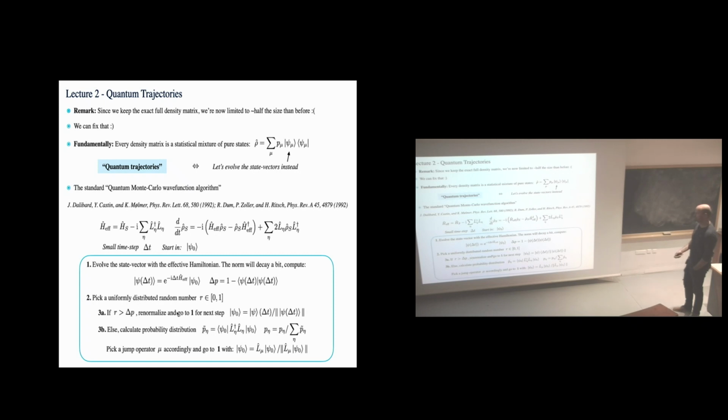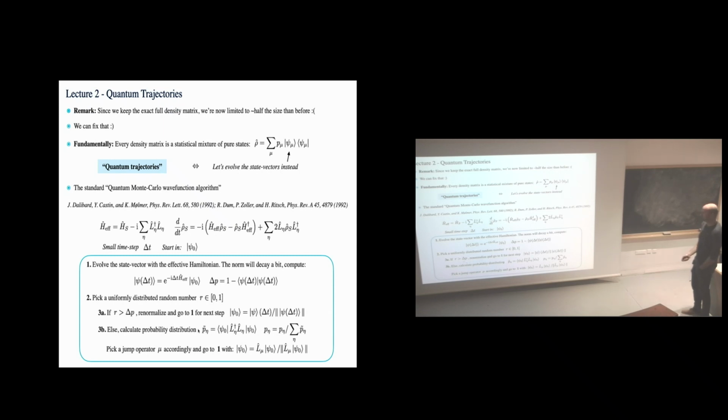Okay, so in the most likely case, when you take a small time step, the norm goes down a bit, and if you pick a random number which tells you that you're below that norm, then you just keep going on, take your state at time delta t, renormalize it, and go to the next time step. On the other hand, there are the rare events where you pick a number that fits in this gap between 1 and the norm.